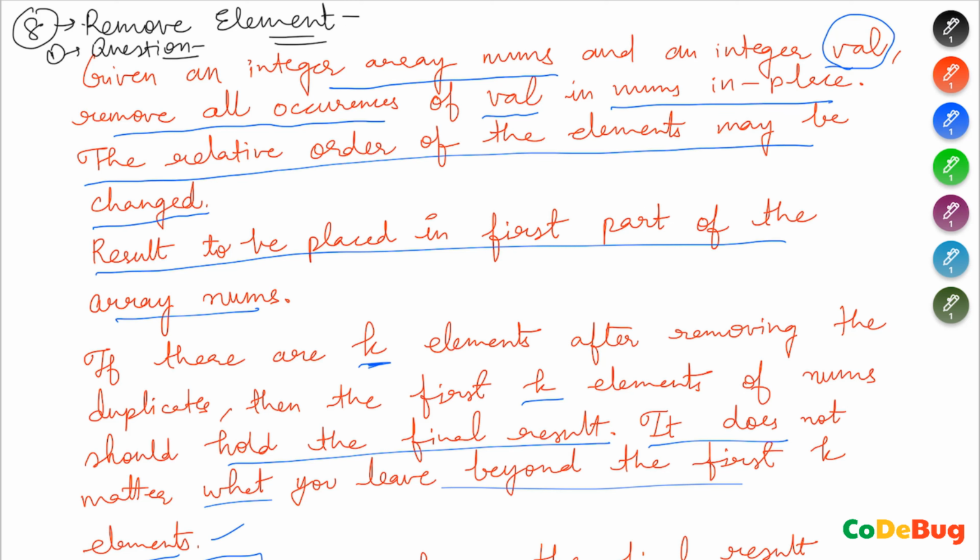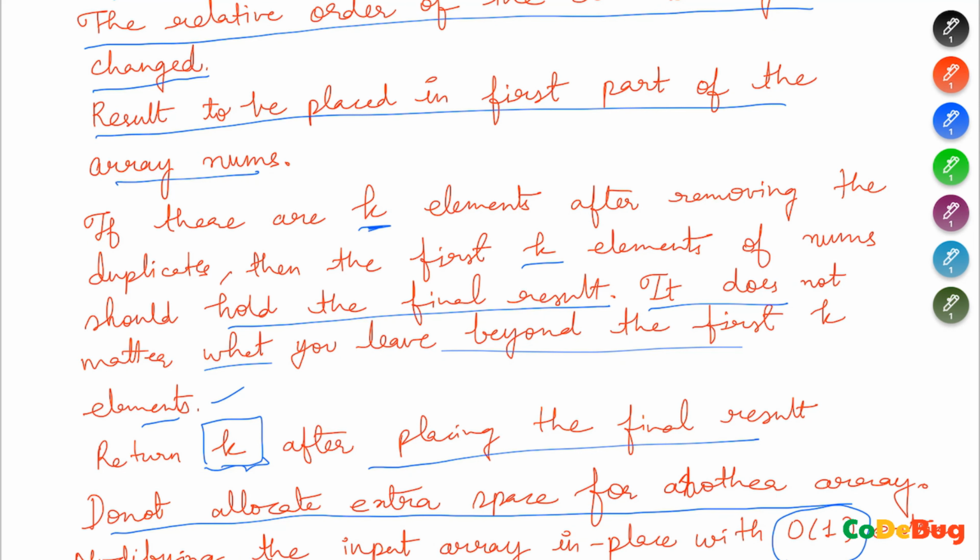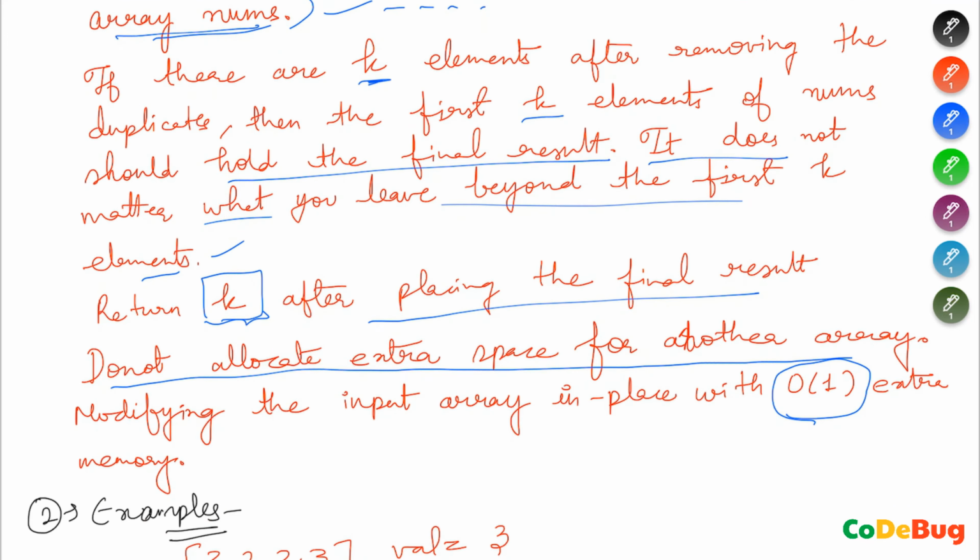So basically the order of the elements in the output does not matter to us. And like in the previous question, this question is quite similar, because the result will be placed in the first part of the array nums. If after removing the values val from the array we have, let's say, 5 elements, then these 5 elements will be placed as the first 5 elements of the array.